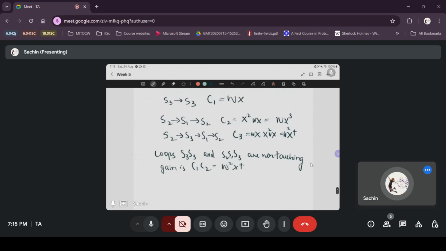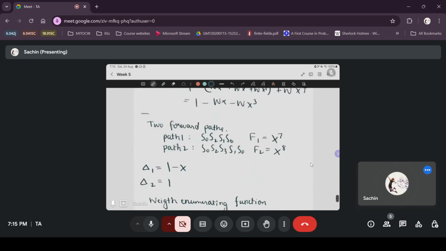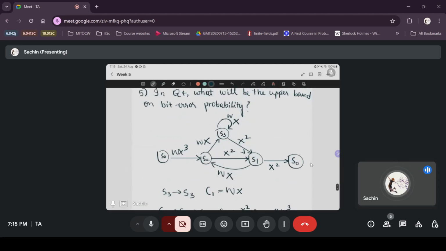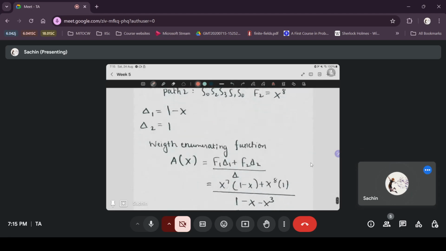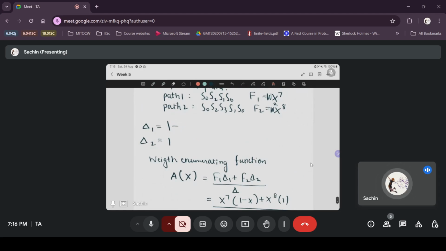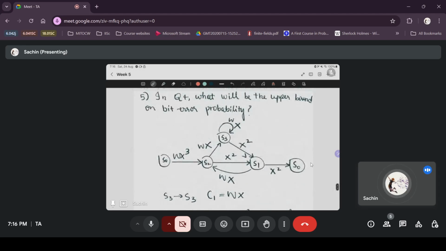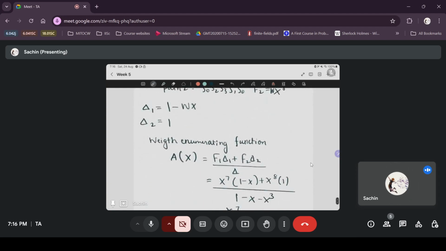And in the first forward path, if you go like this, you have only one W here. So that gets multiplied by W. Second forward path, you're going this way, and there are two W's in that path, this one and this one. So you'll get a W square, right? Similarly, this delta one will be 1 minus Wx because it was this gain, and delta 2 will be 1. Okay, you do the same thing again.